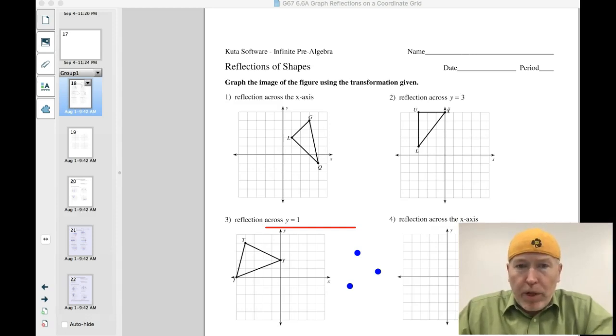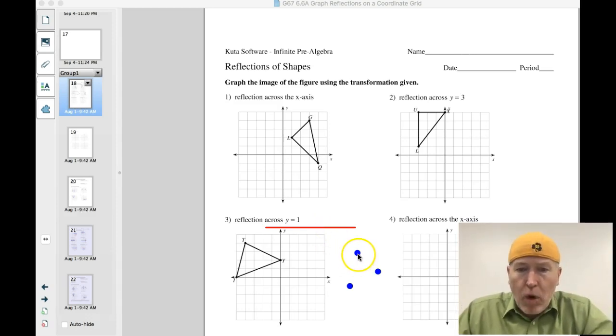Here's the worksheet you're going to be working on. I think you're all pretty good at graphing a reflection of something across the x-axis. Here's your x-axis here. But how about question 3 here? Can you graph something as a reflection across y equals 1? Well, I'm going to show you how you do that.